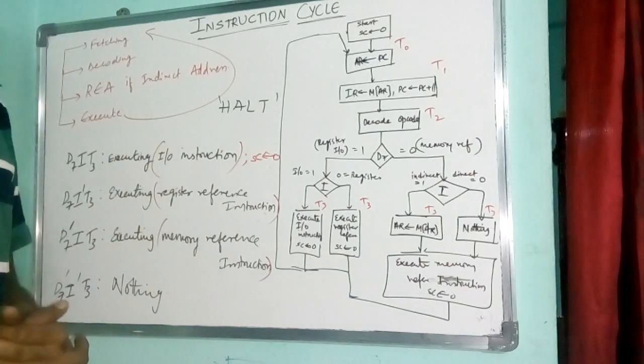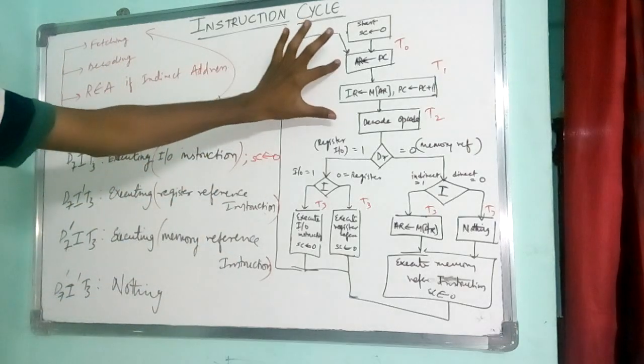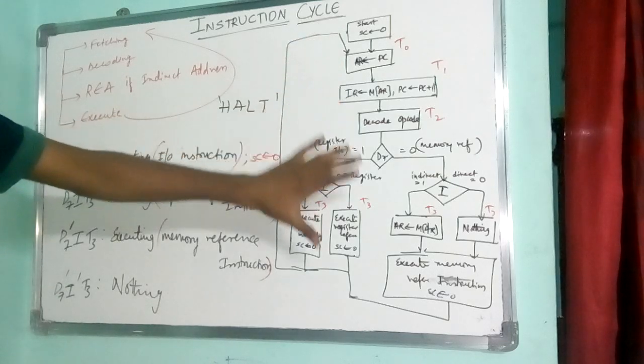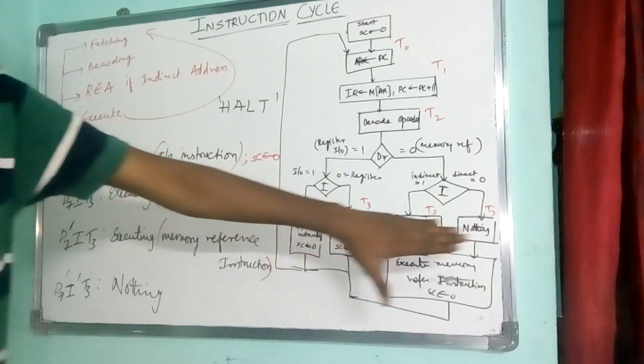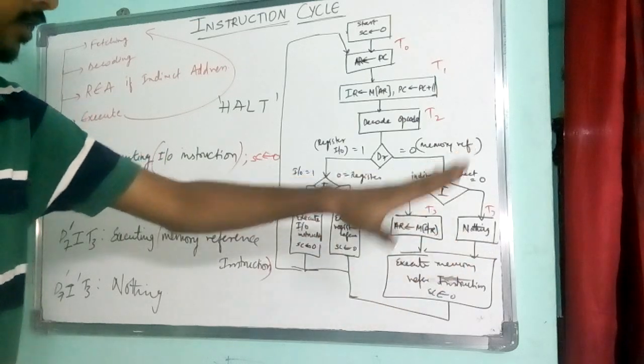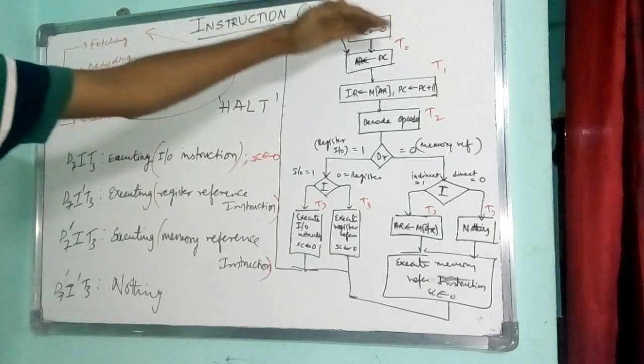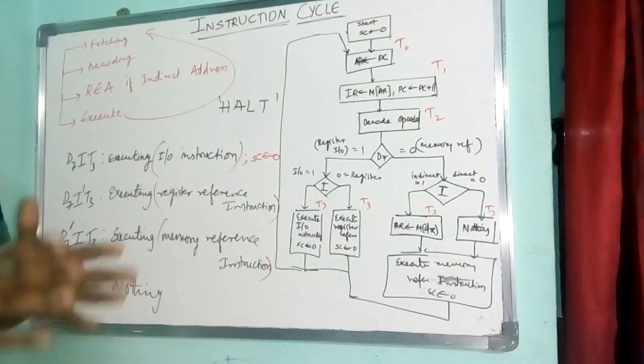Okay. Once again, the review. At T0 we are fetching, here decoding, here reading the effective address if any indirect address is present, then at T3 we are executing, then again going back to the fetching stage. This is how an instruction cycle works.